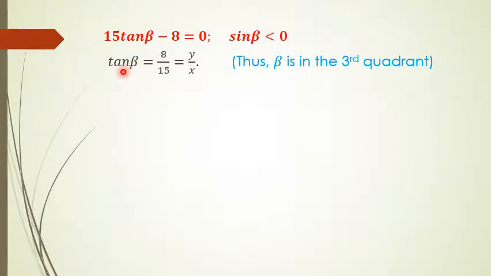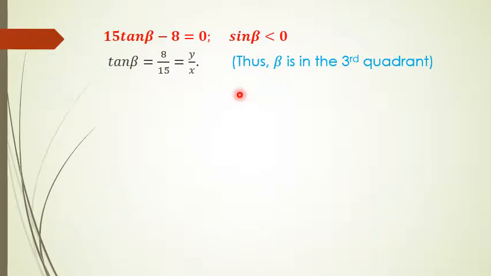We will use the fact that tan beta is positive and sin beta is negative to determine the quadrant in which beta lies. Now we know that tan beta is positive in the first and the third quadrant, whereas sin beta is negative in the third and fourth quadrant. So the first quadrant is out. We conclude that the third quadrant is where beta lies, because that is where tan beta will be positive and sin beta will be negative. Thus beta lies in the third quadrant.